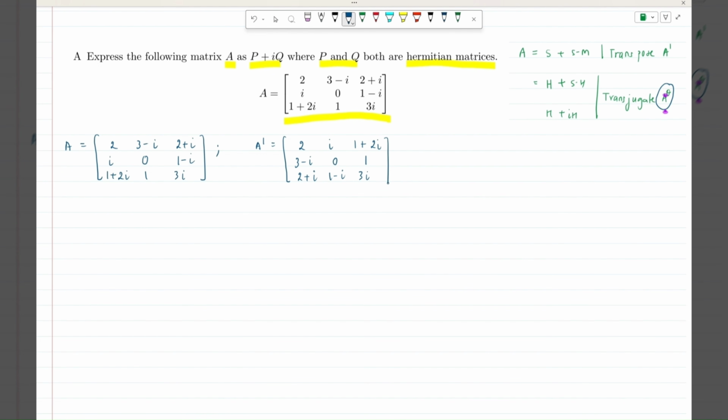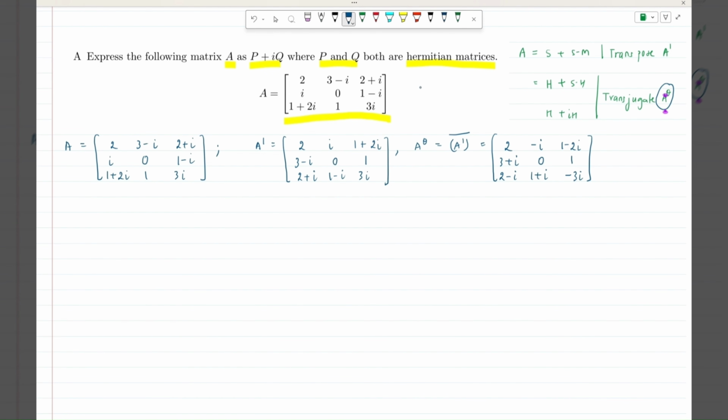And lastly, A raised to theta, which is going to be the complex conjugate of A transpose. So the last matrix that we have obtained, we are going to take the complex conjugate of each of the entries in that matrix. So we will have a negative i, 1 minus 2i, and so on. So this is what we have.